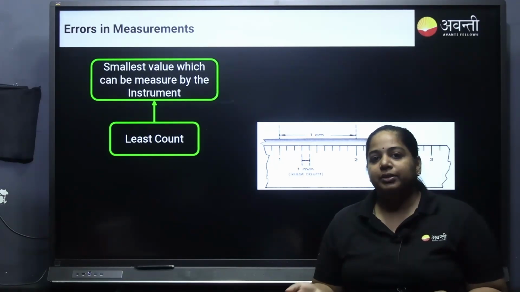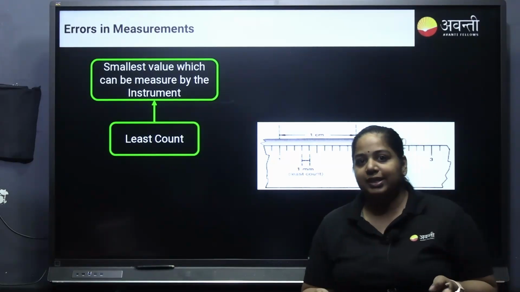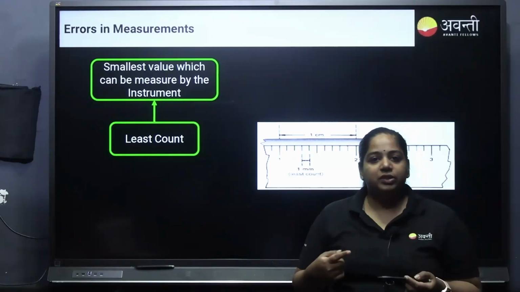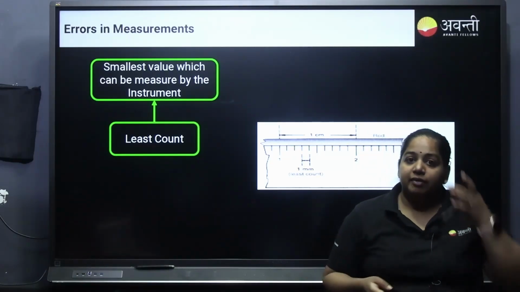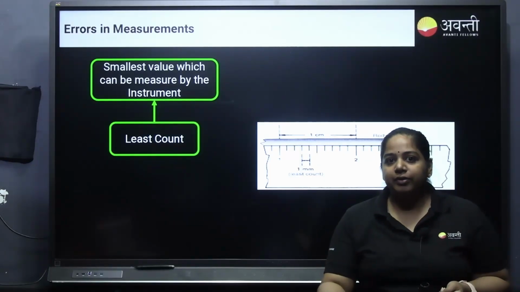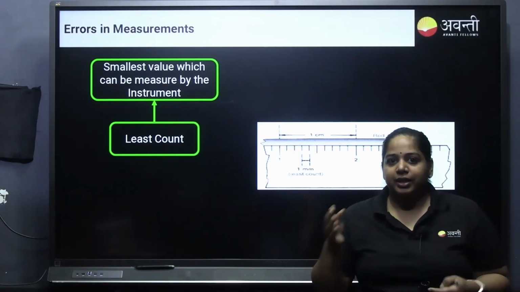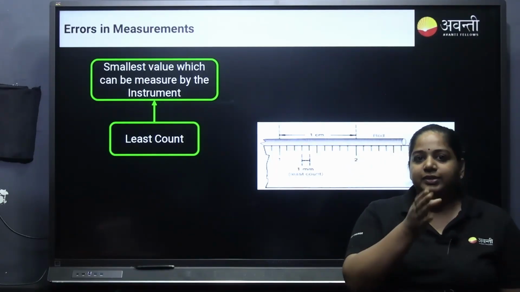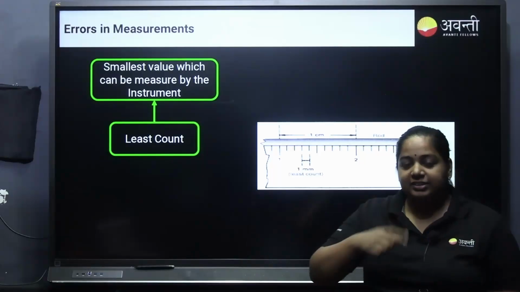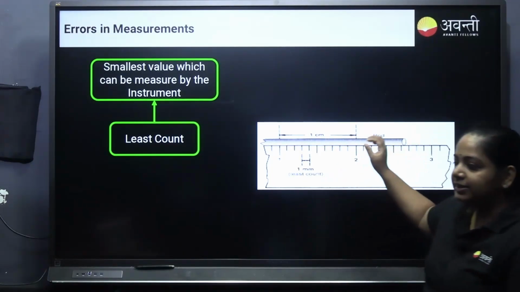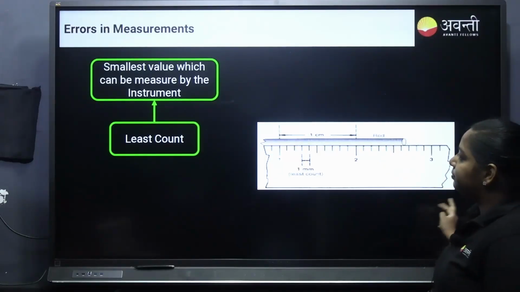For vernier calipers, it depends on how many vernier scale divisions there are. For screw gauge, it will depend on the number of circular scale divisions. Like that, when you are seeing your weight in the weighing machine, what is the minimum value it can measure? Let's say you are 54 kilograms, you will see 54.6. That 0.1 is the minimum value it can measure. That is the least count.